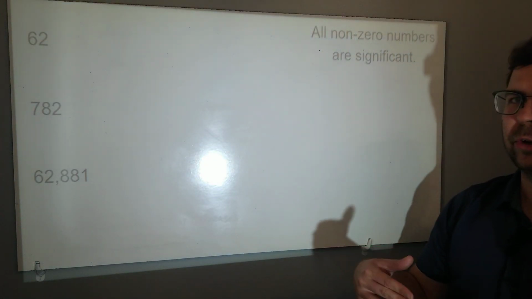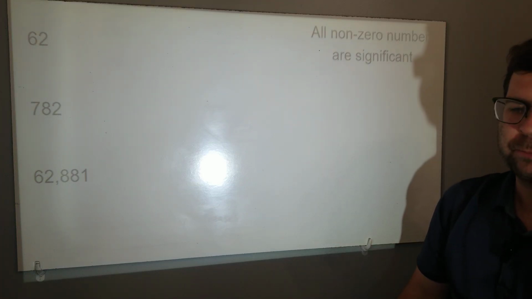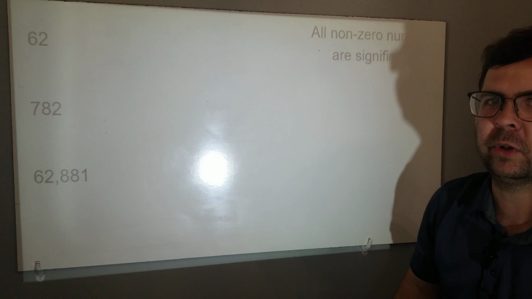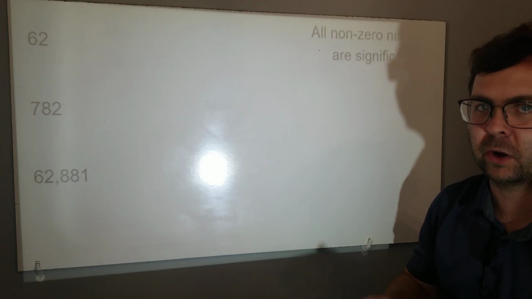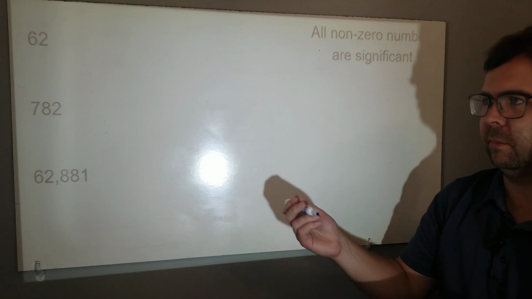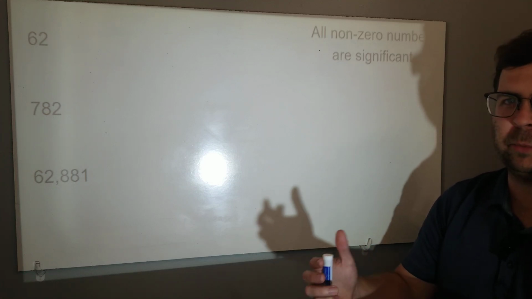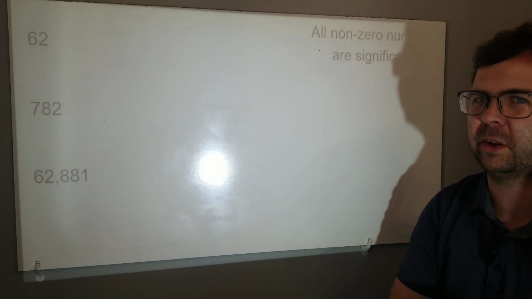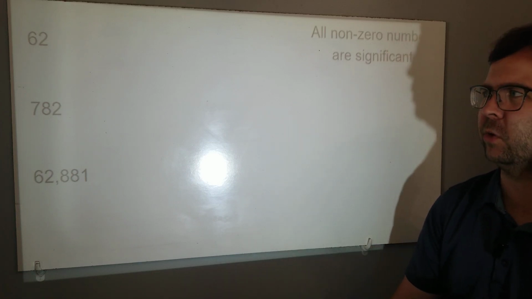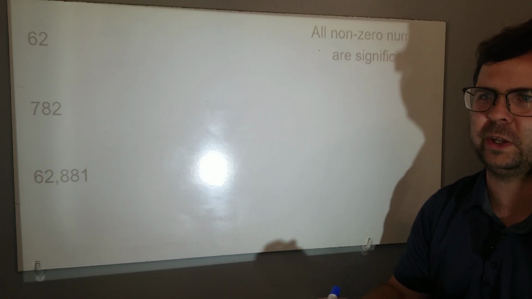So let's start with this rule, and this is pretty simple. Whenever you're dealing with measurements, all non-zero numbers in a measurement are significant. They are known to be correct. All right, pretty simple, straightforward, but it's very easy place to start. It gets a little bit more complicated after this, but let's start with 62. Let's say you measured something and it was 62 feet long.